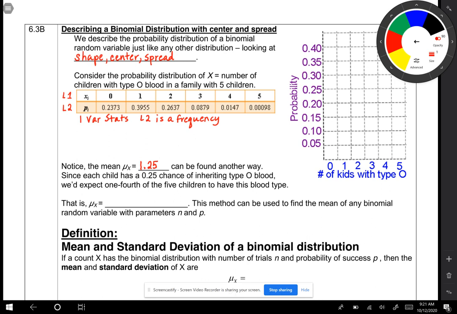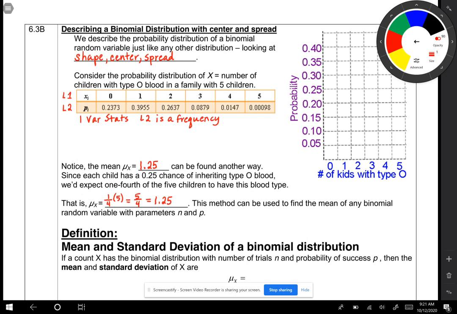but it can also be found another way if we didn't use a calculator. Since each child has a 0.25 chance, so that's 1/4, of inheriting type O blood, we'd expect 1/4 of the 5 children to have this type of blood. So the mean of X is equal to 1/4 of 5, which is 5/4, which is also 1.25. This method can be used to find the mean of any binomial random variable with parameters n and p.